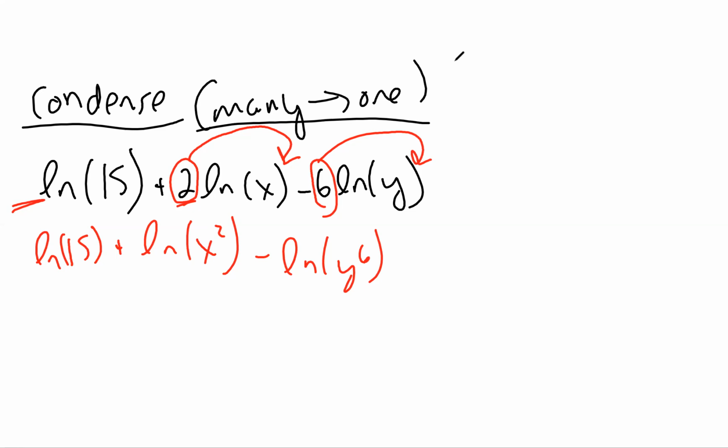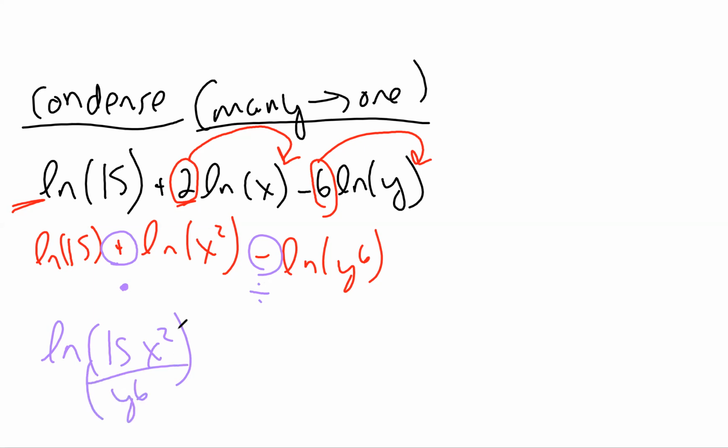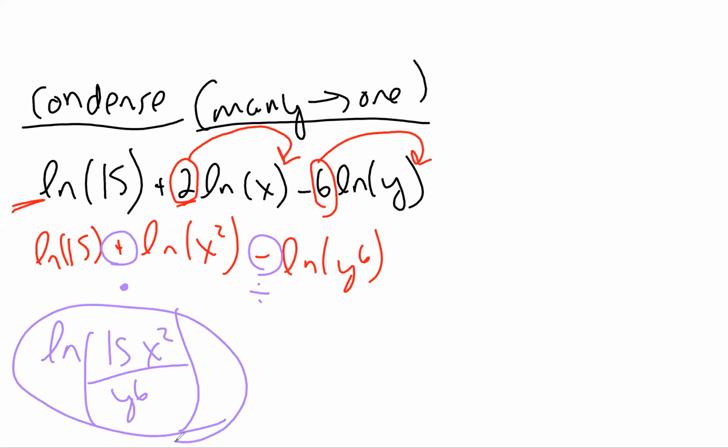Okay, so then I go back to the beginning and I read from left to right again and I say, okay, hey, look, a plus sign. What do I have to turn that into? Multiplication. And I say, hey, look, a minus sign. What do I have to turn that into? Division. Okay, and so let's do that. And so we're going to turn this into the ln of 15 times x squared, and then we're going to divide that by y to the 6th. Whoops, hold on. My parentheses look really bad because I made them too small. And then that is going to be it. We went from many to one. We condensed. Done.